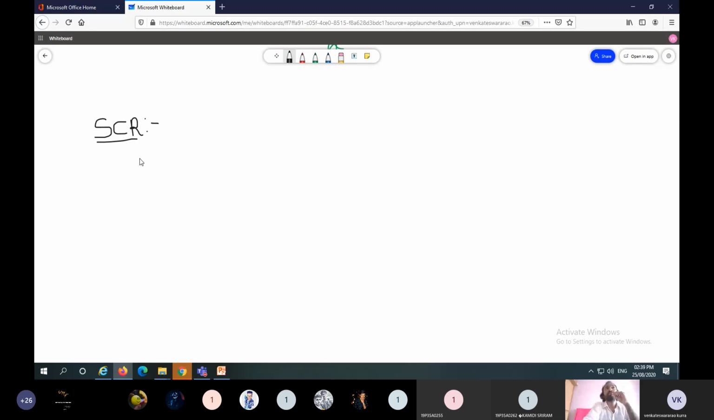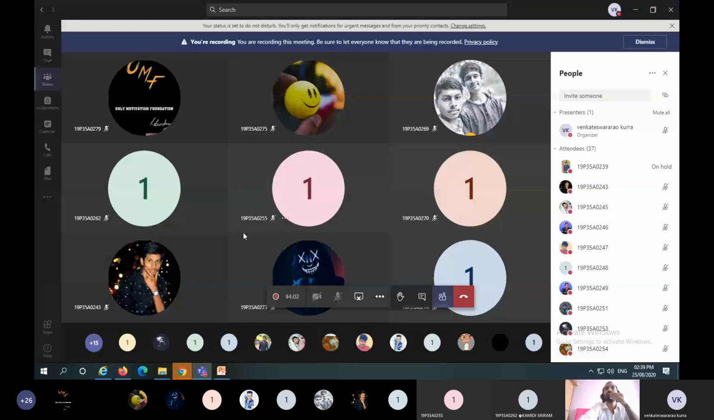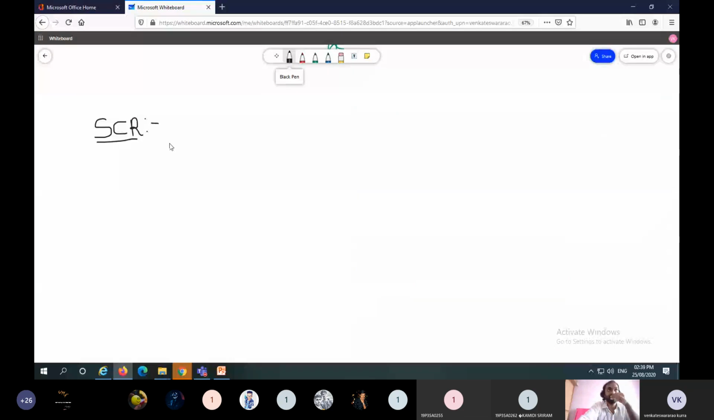So coming to construction of SCR, what do you know about SCR? Tell me anything about SCR. All of this was studied in our diploma about SCR. What do you know about SCR? Semi-controllable device. Very good. Semi-controllable. Based on controlling, it is a semi-controllable device.